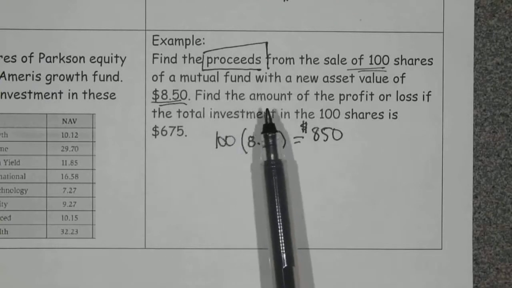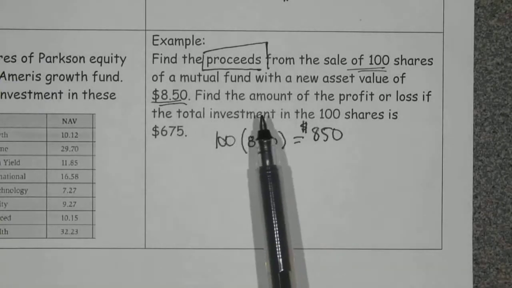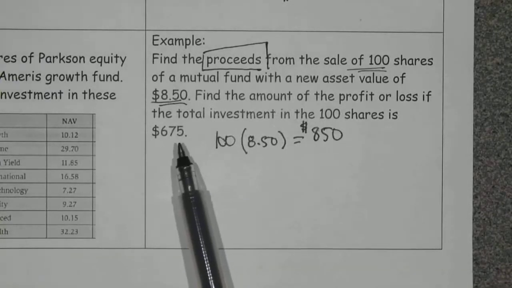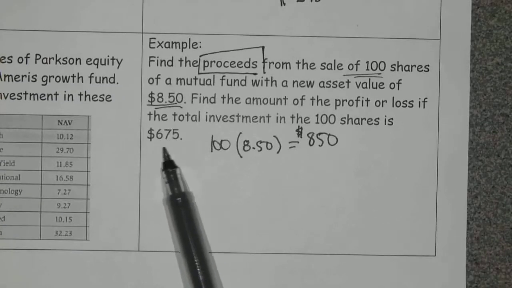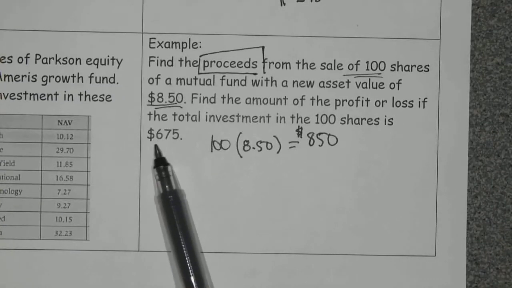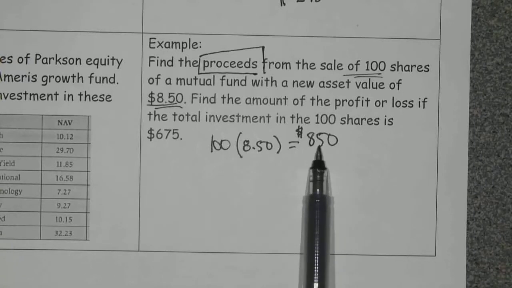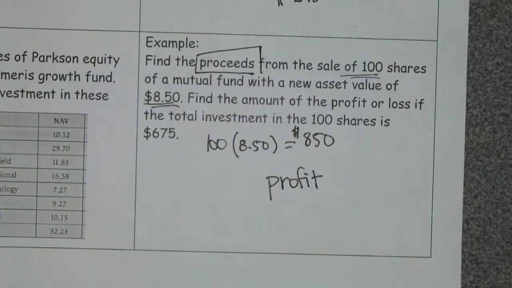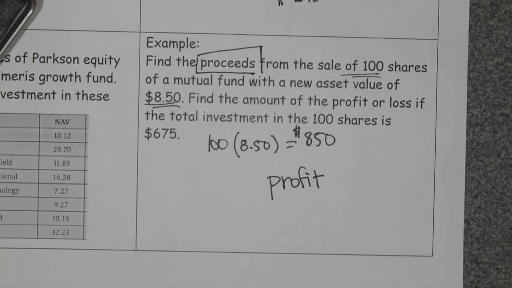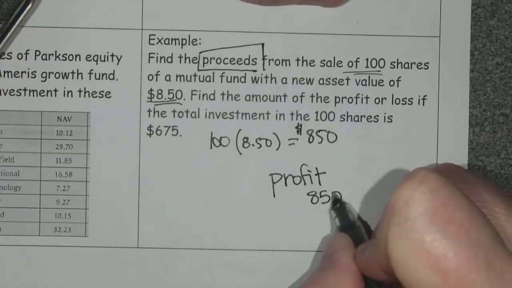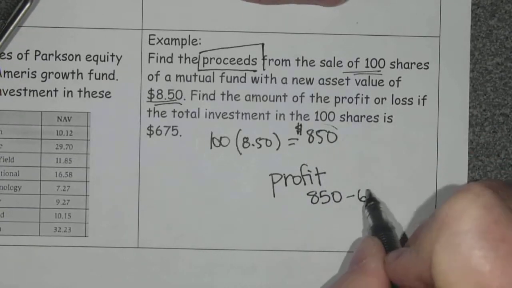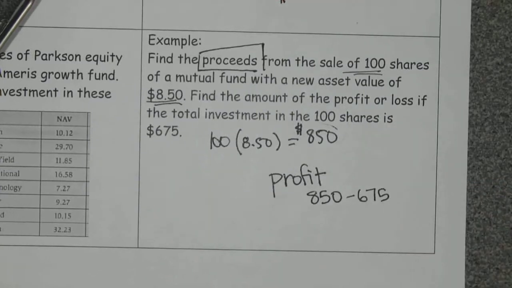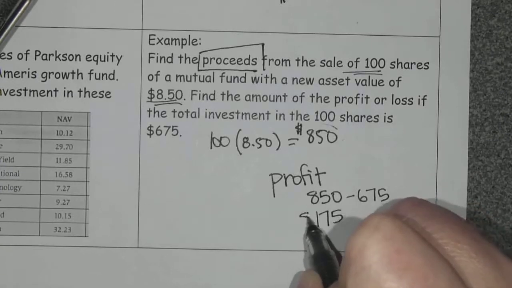It says find the amount of profit or loss if the total investment in the 100 shares is $675. So when I bought the shares, I only paid $675. So did I make a profit? I did. I did make a profit because I have more money now than I started out with paying for them. So how much was the profit? In order to find that, I'm going to take that amount that they're worth now, subtract off the amount that they were originally worth. Yeah, and I get a profit of $175.